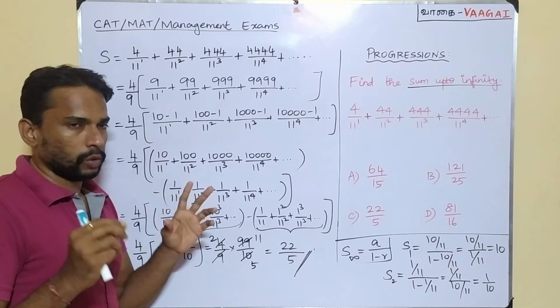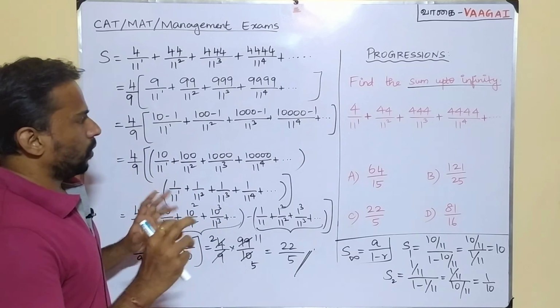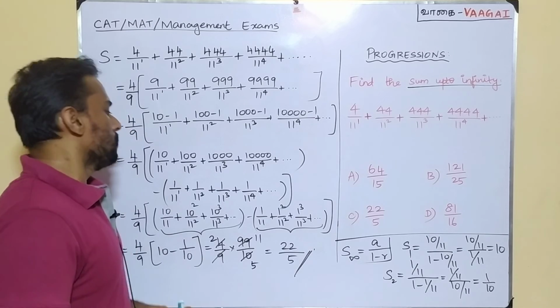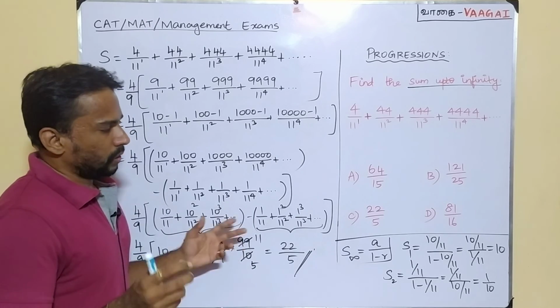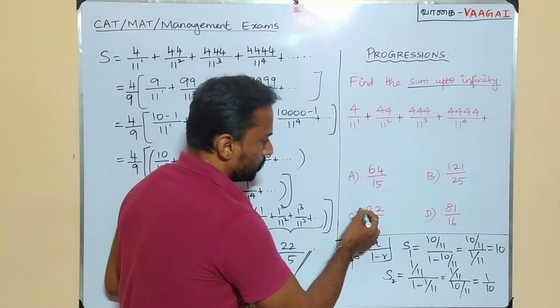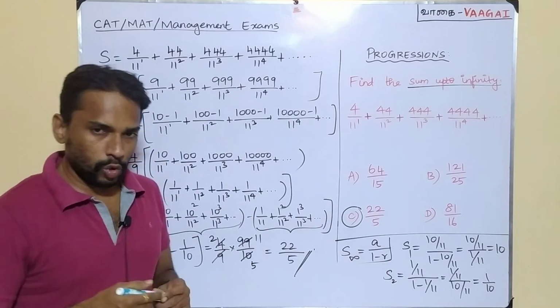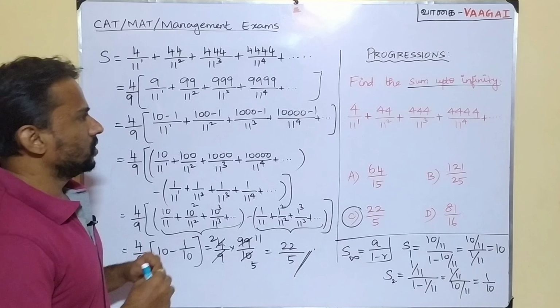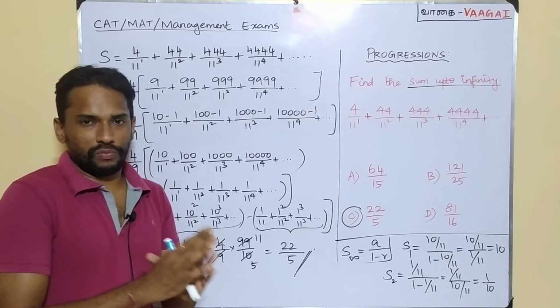I hope you found the approach we used to solve it very interesting. So 22 by 5 is the answer, and we have our answer available at option C. So option C, 22 by 5, is the answer for this interesting sum up to infinity.